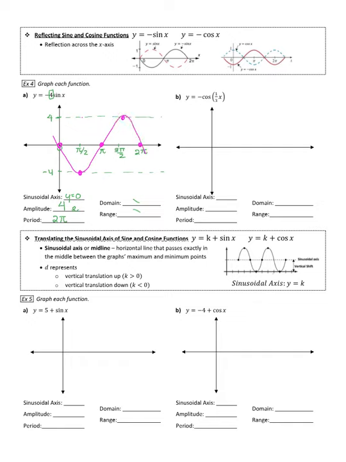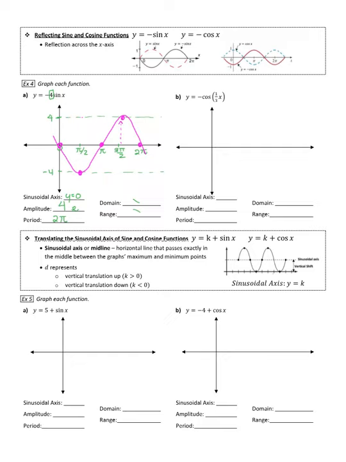Okay, so that's really all that is. If you see the negative in front of your amplitude, amplitude is still a positive distance. That distance from the sinusoidal to a high or a low is a distance of 4. But the reflection affects which direction you go when you start your graph.